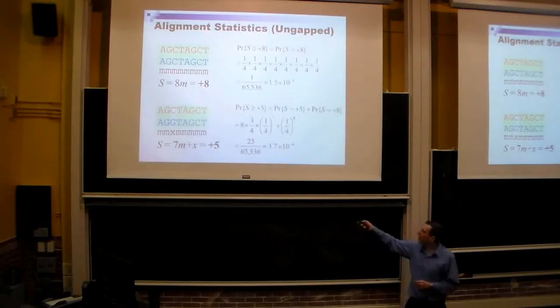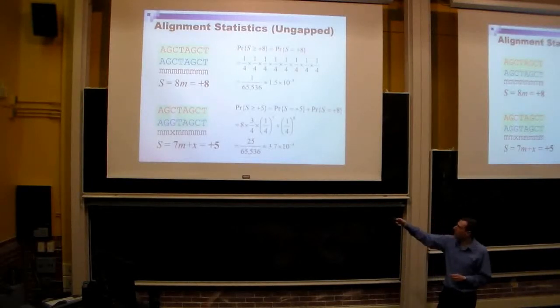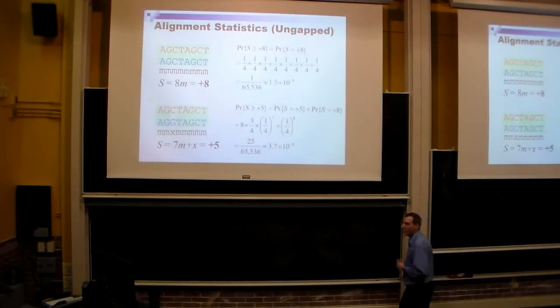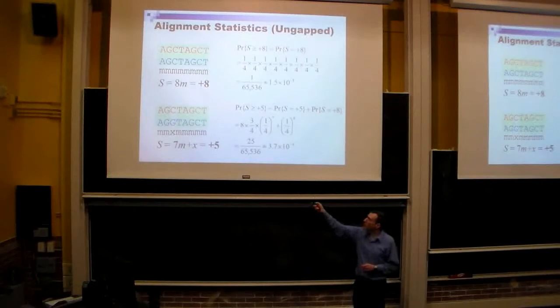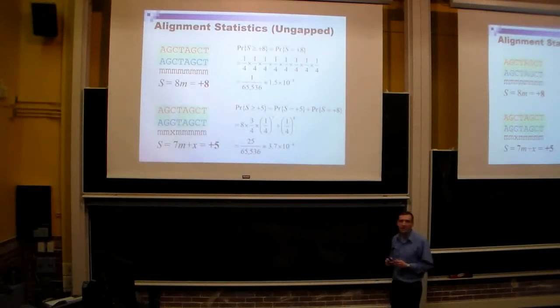Okay, so we can add this up. We can get a p-value out of this, and in this case, the p-value is a little worse, but still significant. 3.7 times 10 to the -4th. So we would say that both of these are objectively good matches. They're statistically significant matches.